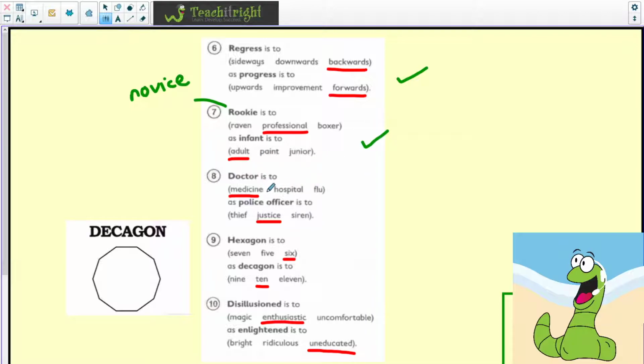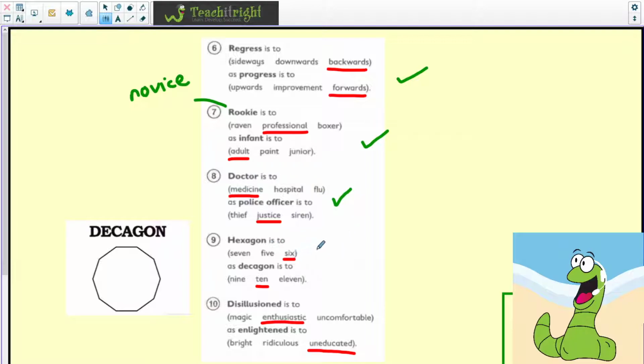Doctor is to medicine. So a doctor is someone obviously who makes you better and is linked to medicine, whereas a police officer is linked to justice. So it's really what the words are, the area they kind of work in. A doctor works in medicine and a police officer works in justice.